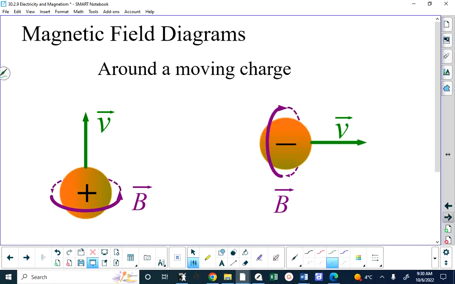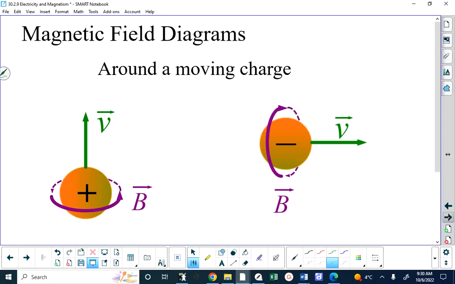Now, something I didn't talk about yesterday that I'm going to talk about here today, when we find the direction of the magnetic field around this negative particle, we have to actually turn our hand over and imagine that it's positive moving in the opposite direction. Okay?